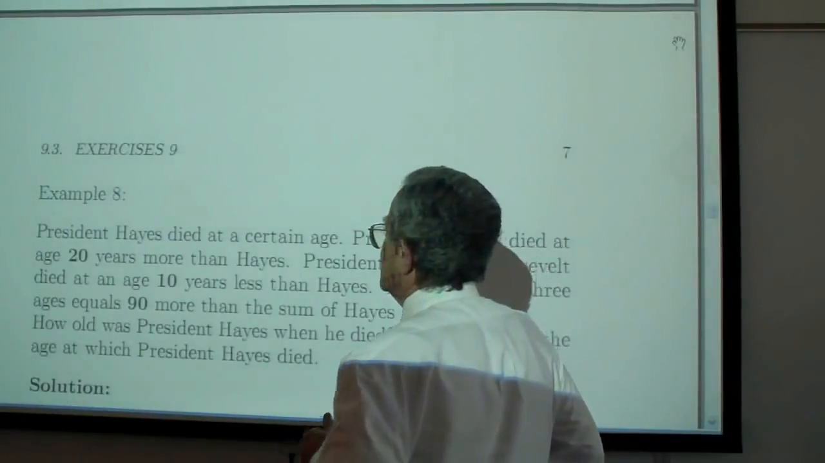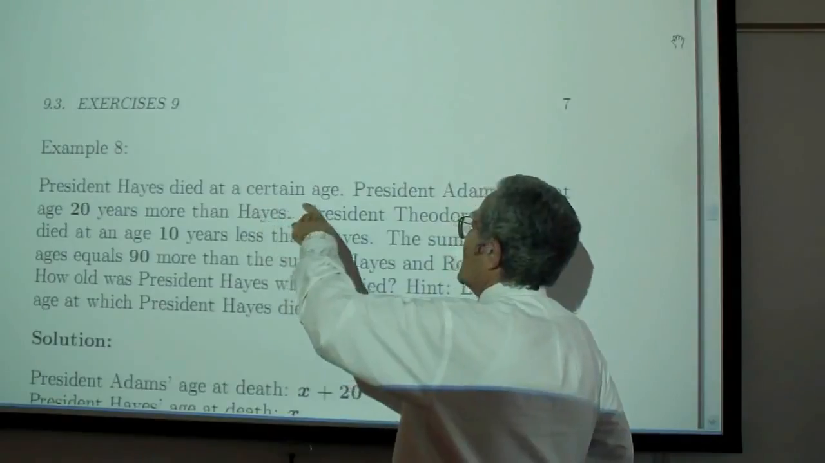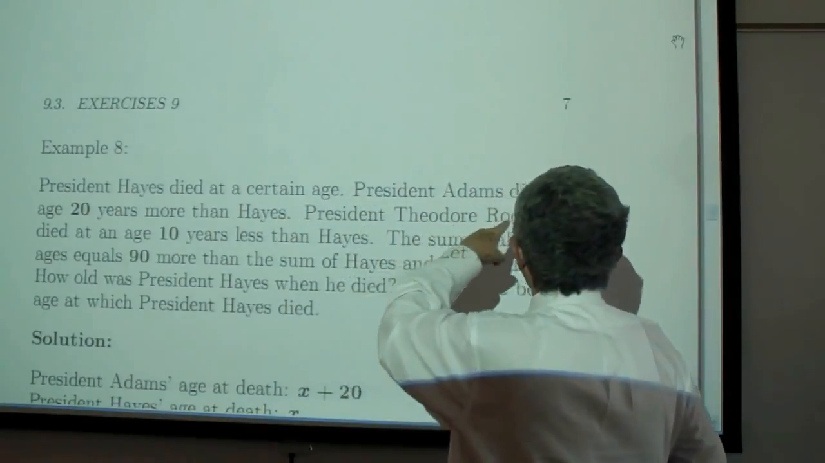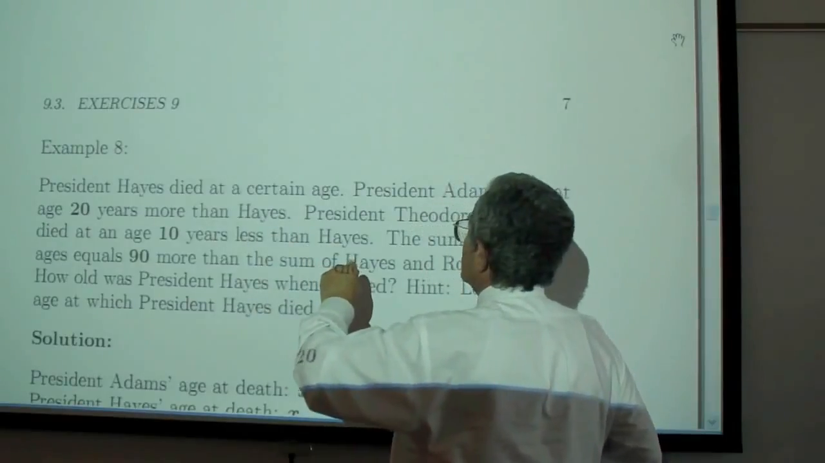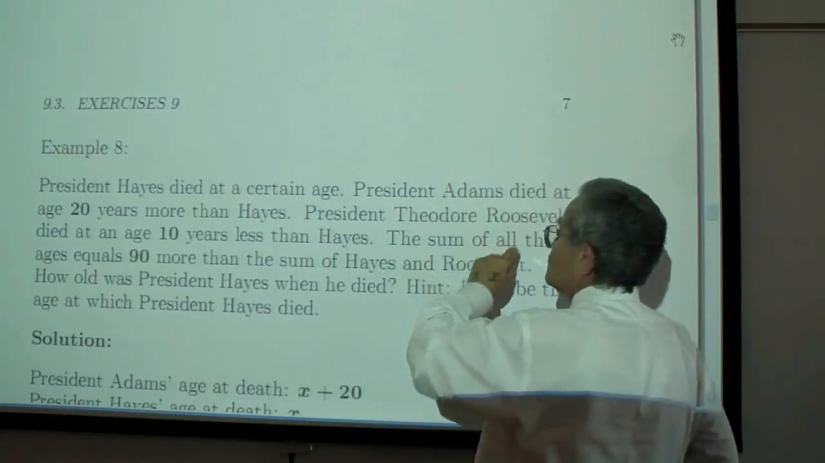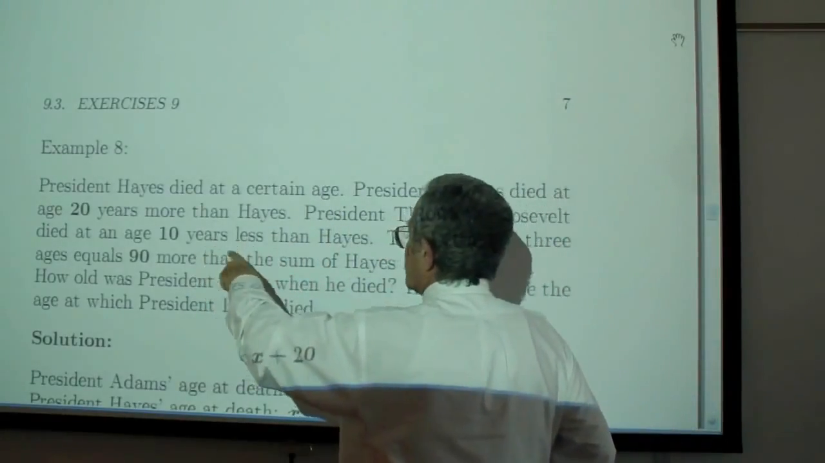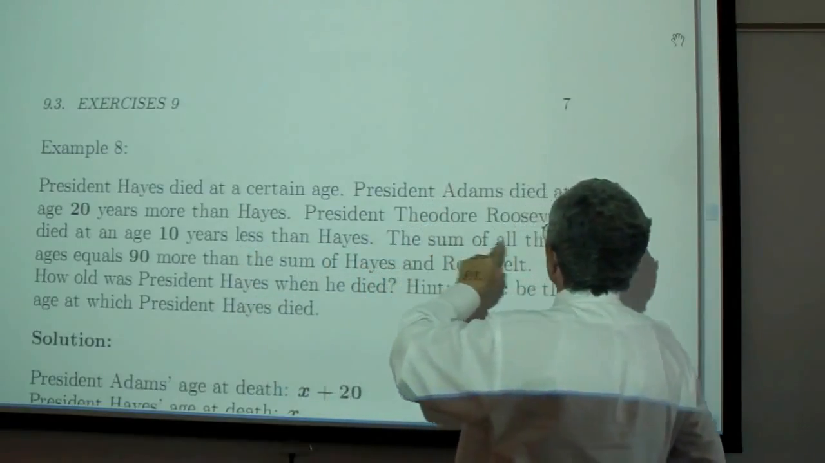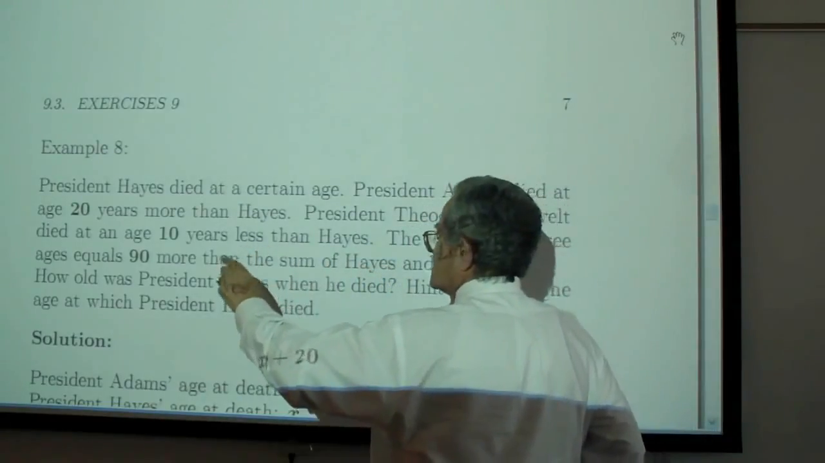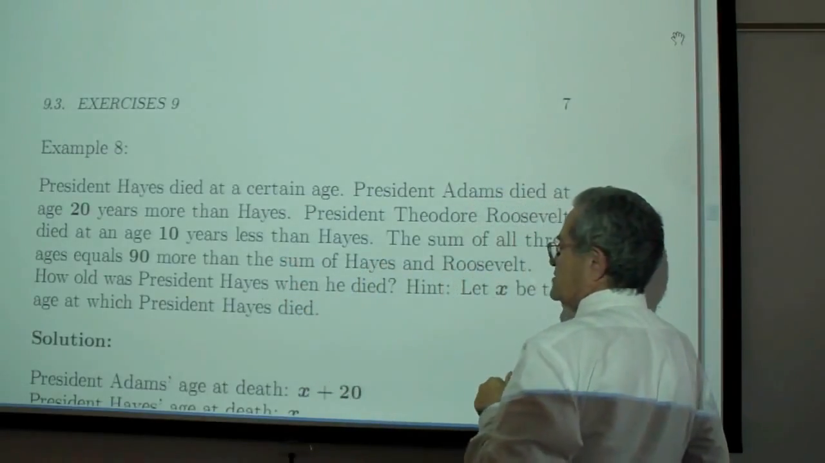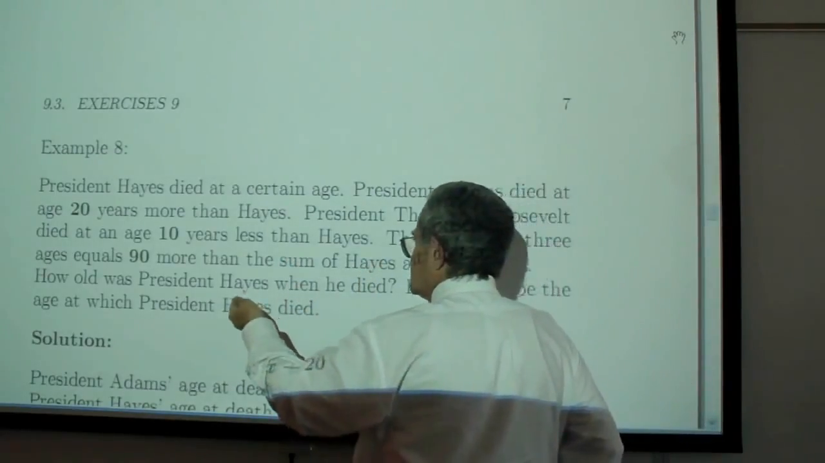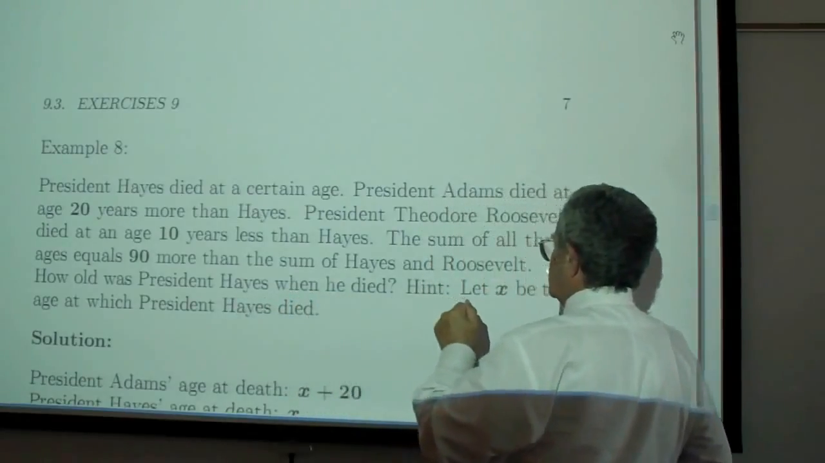Example 9. President Hayes died at a certain age. President Adams died at age 20 years more than Hayes. President Theodore Roosevelt died at an age 10 years less than Hayes. The sum of all three ages equals 90 more than the sum of Hayes and Roosevelt's ages. How old was President Hayes when he died?